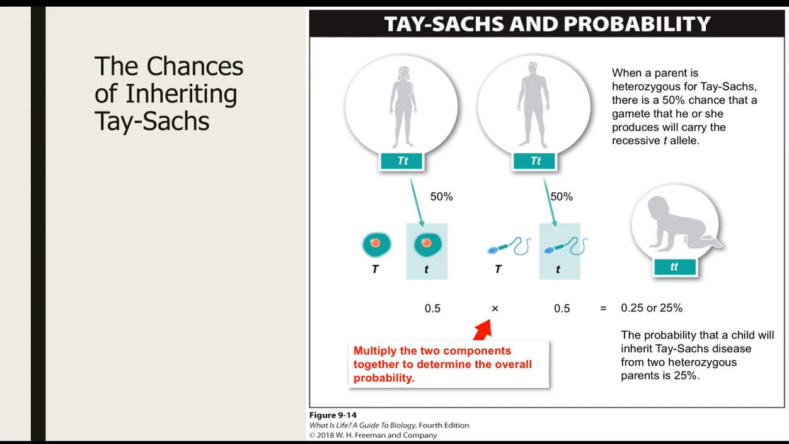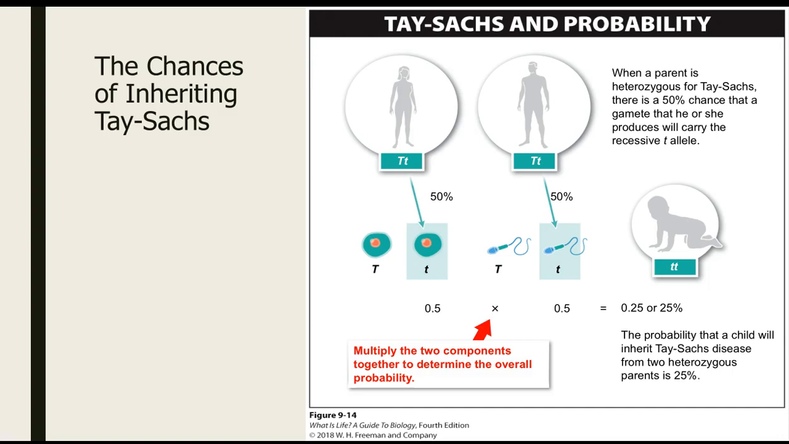Tay-Sachs is a deadly disease that's associated with lysosomes not working properly, and it's a recessive disease. What I'm going to teach you here is how you might solve a problem of figuring out the chances of inheriting a malfunctioning gene, where you could potentially end up having an offspring that has the deadly disease.